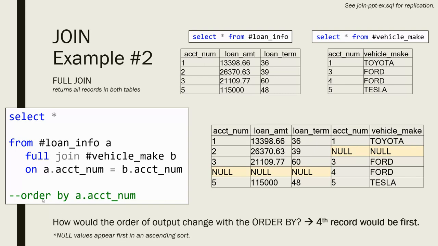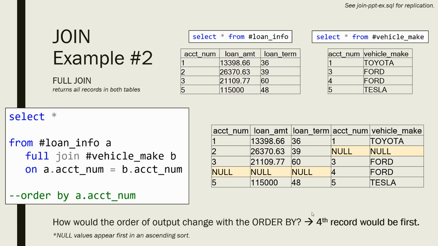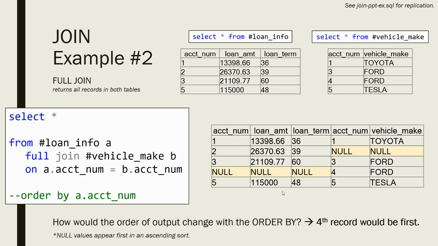Note that if we were to order by a.account number, this record for account number 4 would actually move to the top because null values in an ascending sort appear first. So that was one point. One thing I wanted to point out is that the order of your output might be different between your inner join and your outer join, or your inner join and your full outer join, for that reason.